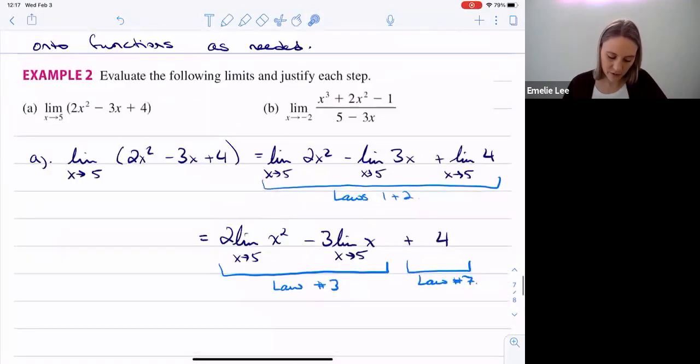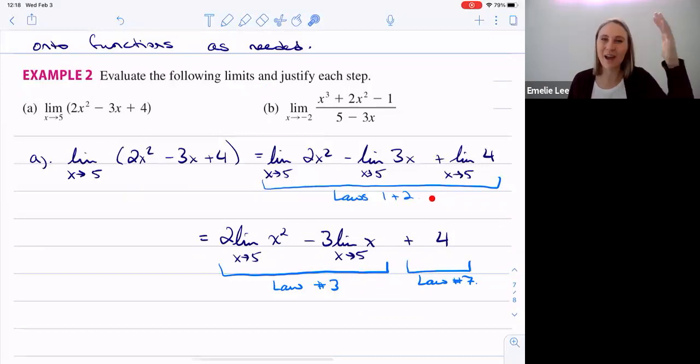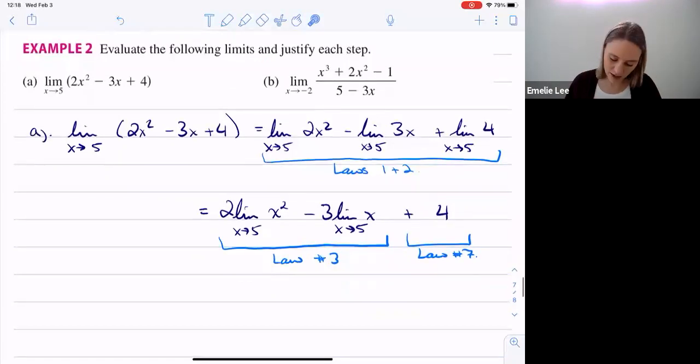Now, here we had to evaluate the following limits and justify each step. It's only when you have to justify each step that you have to tell me which law you're using. Really that's just meant to keep you on your toes and make sure that what you're doing follows some law. Eventually we're not going to talk about which law we used. We're just going to have them on hand and we're just going to use them. But for now, we need to justify why we're doing what we're doing.